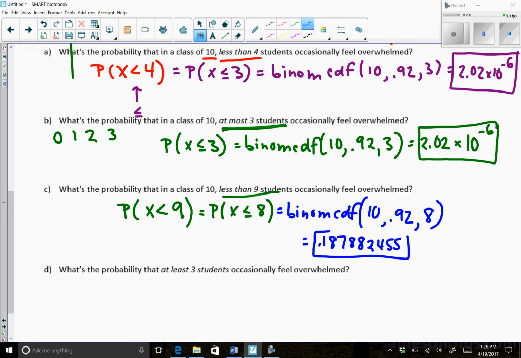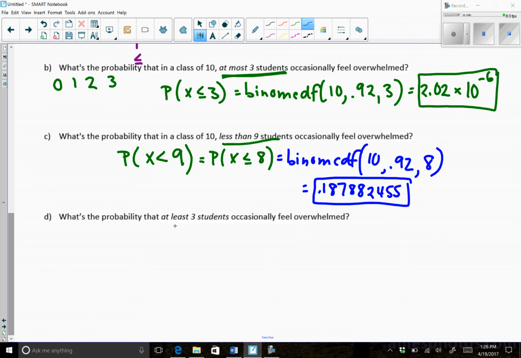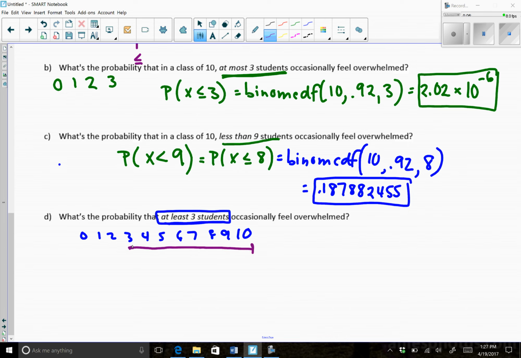Last type of problem we're going to look at for our binomial CDF is the one that's a little bit different. What's the probability that at least 3 students occasionally feel overwhelmed? So if I think about how many students are in this class, 1 through 10, and you do have to include 0 here. If at least 3 students occasionally are feeling overwhelmed, at least 3 means that 3 is my minimum amount, and it could go all the way up to the 10th kid in the class. So what I just underlined is at least 3 students. So that is the probability of x greater than or equal to 3.